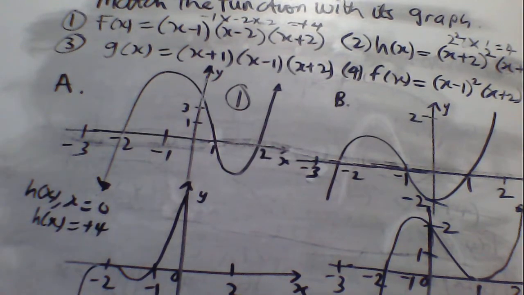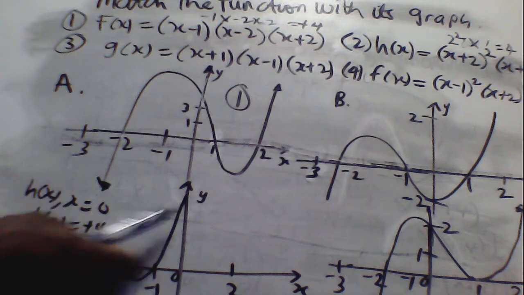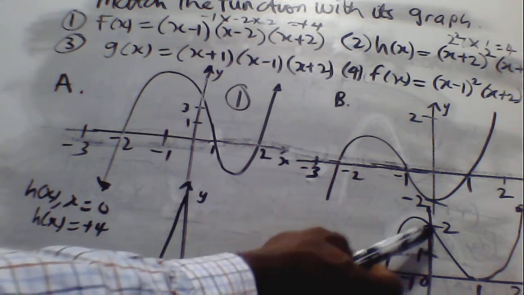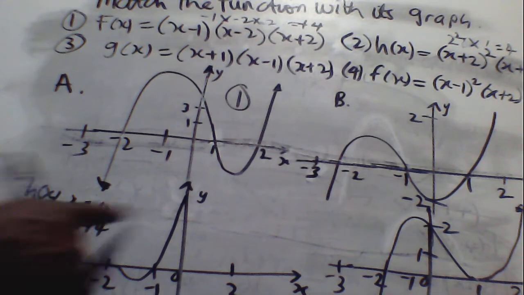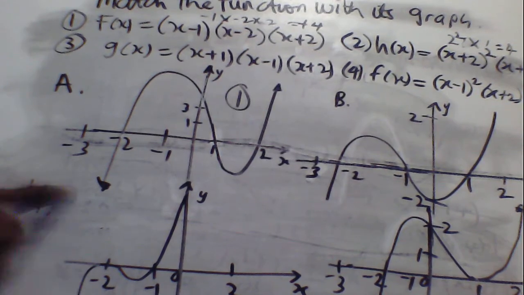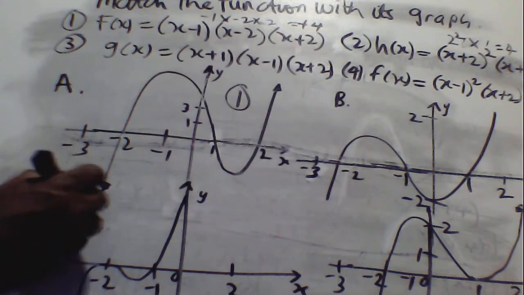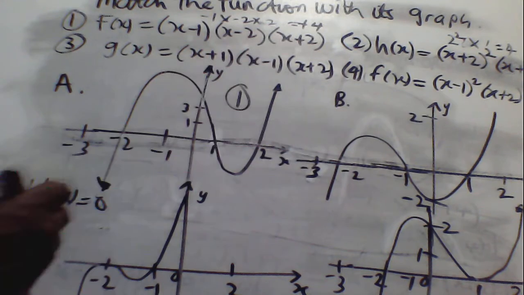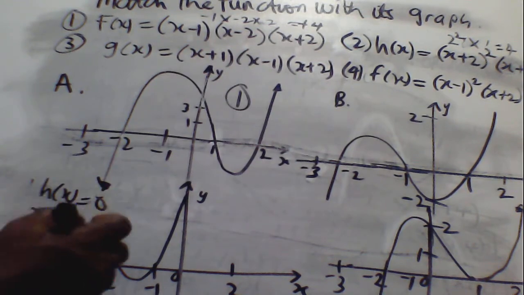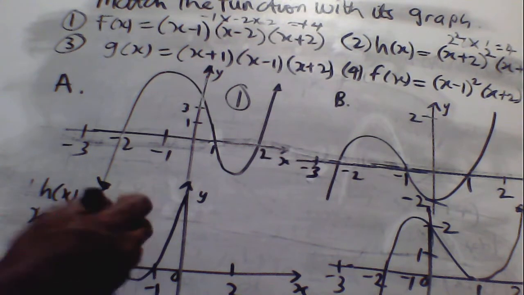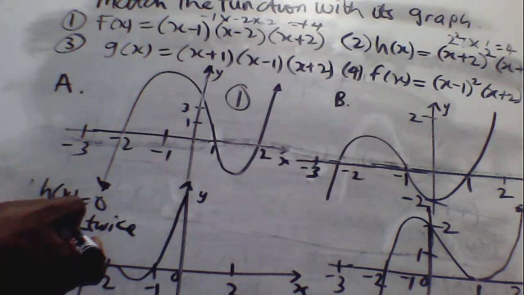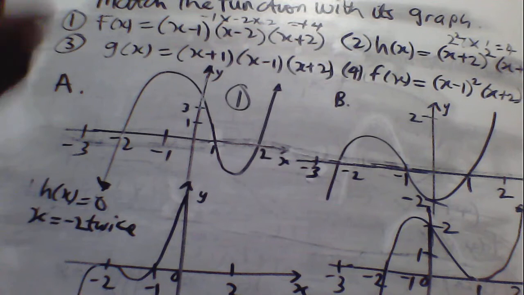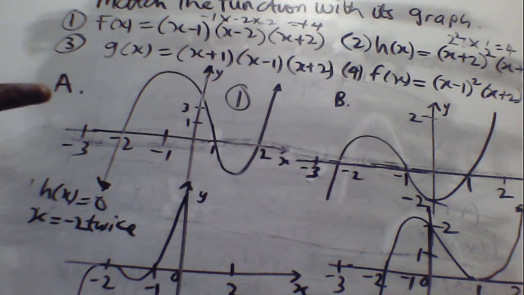Look for the graph that has plus 4 at the y-intercept. This will look promising. Here we have 2. I hope you are seeing it. So the next thing is to check the zeros. To take the zeros of this, h of x will be equal to 0. Then s will be what? S will be equal to -2 twice. What do I say about repeated root? Repeated root, when s is equal to any number twice, it means it touches the s-axis but does not cross it. So look for a graph that touches the s-axis but does not cross it.